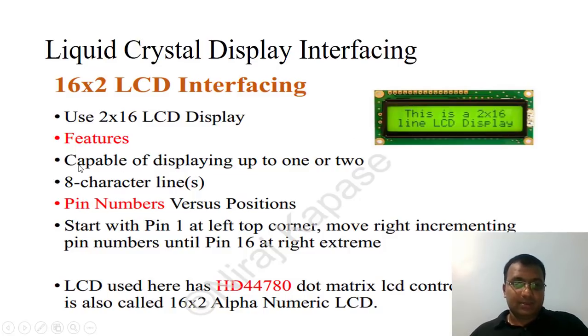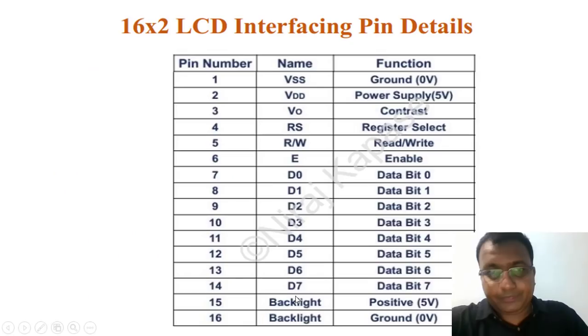So what are the features of this? It's capable of displaying 1 or 2 lines of 8 characters, like we have 16 characters on one line. There are pin numbers versus positions. The pins start with 1 from the left corner. This is pin number 1 and this is pin number 16, so there are 16 pins in total. It uses the HD44780 as a controller, and it is an alphanumeric type of display.